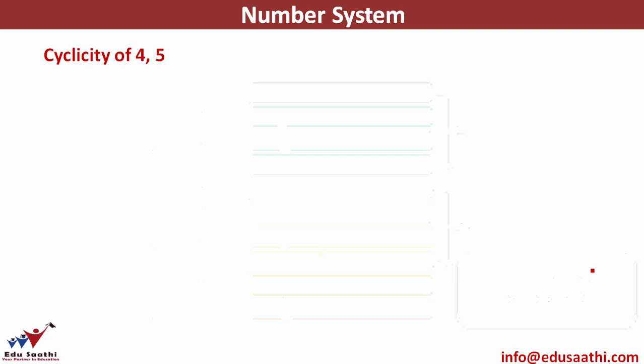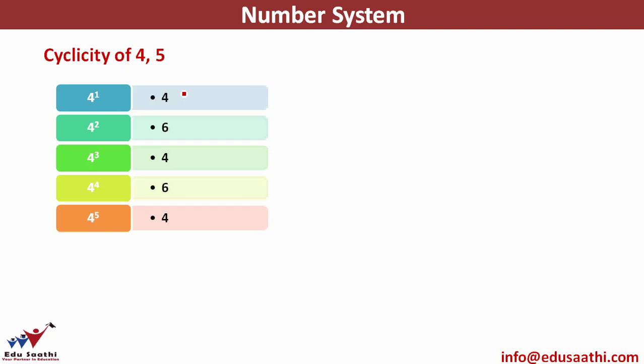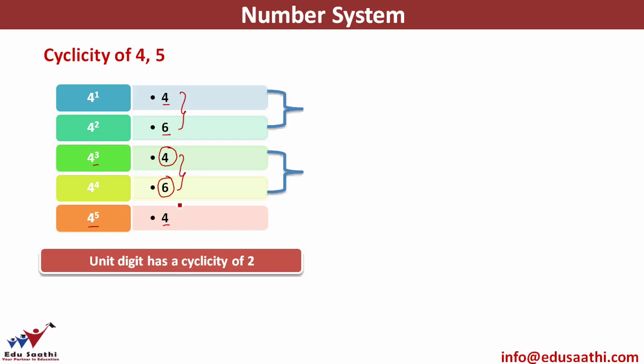Let's look at the case of 4 and 5. Now if I talk about 4, 4 raised to power 1, 4. 4 square ends up in 6, 16. 4 cube, 64, ends up in 4 again. 4 raised to power 4 ends up in 6 again. 4 raised to power 5, 4. I am talking only about the last digit. So if you look at it, it is 4, 6, 4, 6, 4, 6 and so on. That means the digit 4 has a cyclicity of 2.